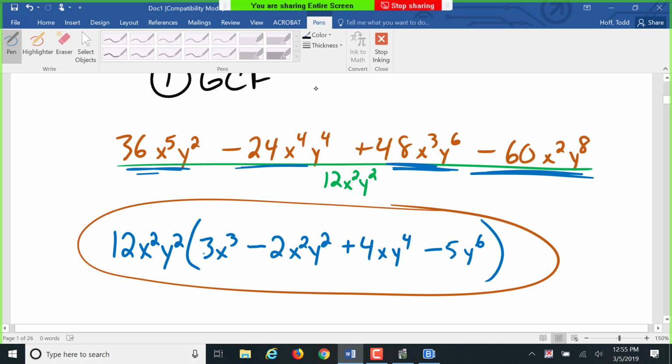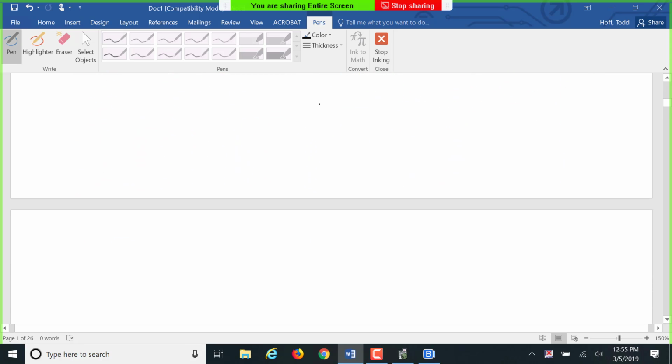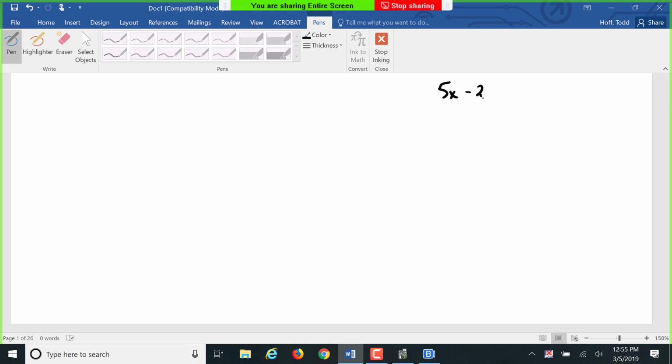So even with 4 terms, we can still look for a greatest common factor. Well, what if there isn't a greatest common factor that goes through the whole thing? What if we have, let's see here.